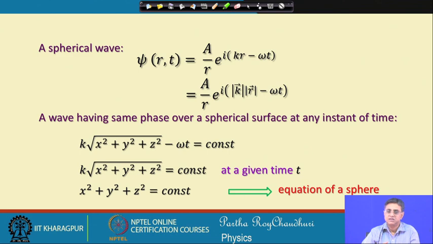Because it is constant at a given time, we set omega into t is also a constant. Therefore, k into under root of x square plus y square plus z square, which is the magnitude of this r vector, is equal to a constant at a given time. Therefore, if you square both sides, we get x square plus y square plus z square equal to constant, and this is the equation of a sphere. So, all this is very consistent.